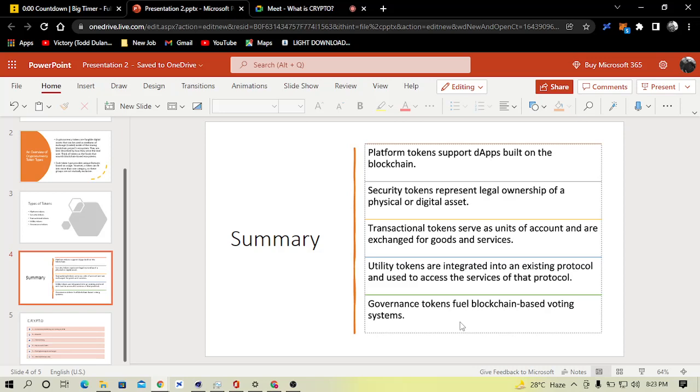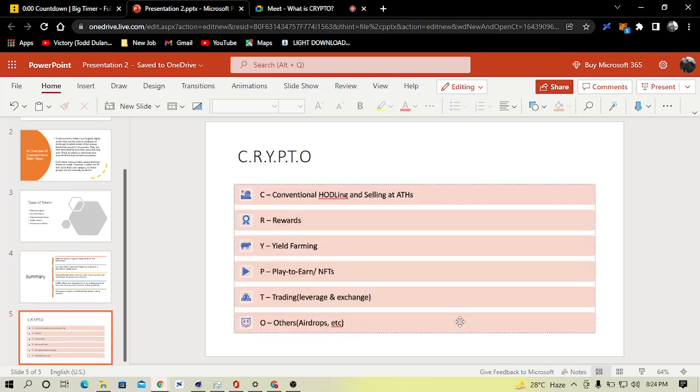Okay, so that is basically where I'm going to stop in terms of types of tokens, types of assets you have. I'm going to the real part of this meeting now, the bigger picture in the crypto space.